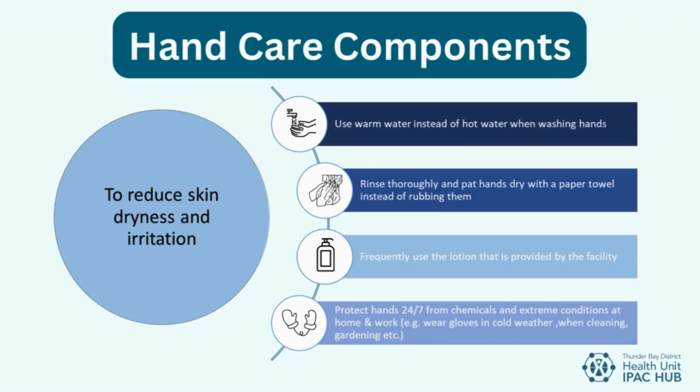We've touched on some ways to protect your hands by moisturizing and the impact the condition of your hands can have in a care environment. But what are some ways you can reduce skin dryness and irritation with all the hand hygiene you'll be doing? You can use warm water instead of hot water. Rinse thoroughly and pat your hands dry with a paper towel instead of rubbing them. Frequently use the lotion that is provided by the facility. And protect your hands 24/7 from chemicals and extreme conditions at home and work.